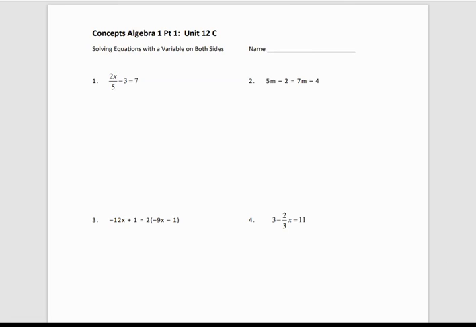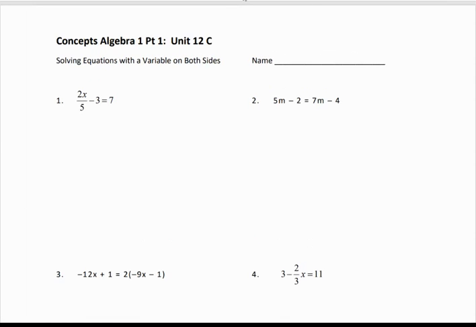Okie doke. So 12C, let's do this together. Most of it is going to be the same as what we just worked on yesterday, or review problems.